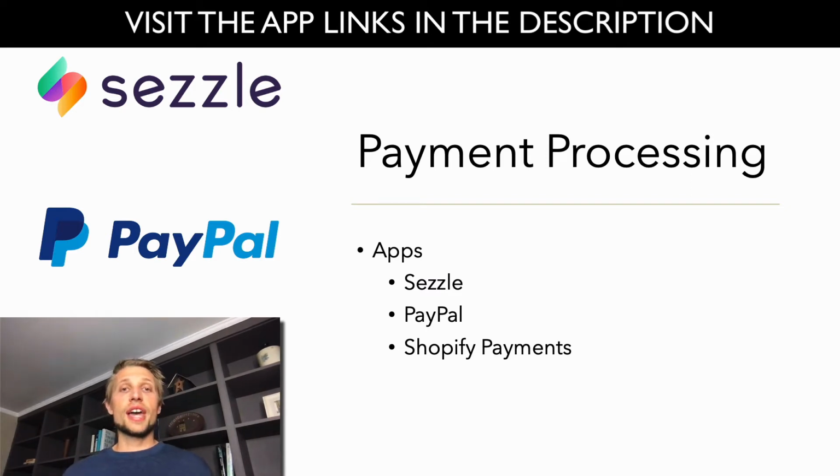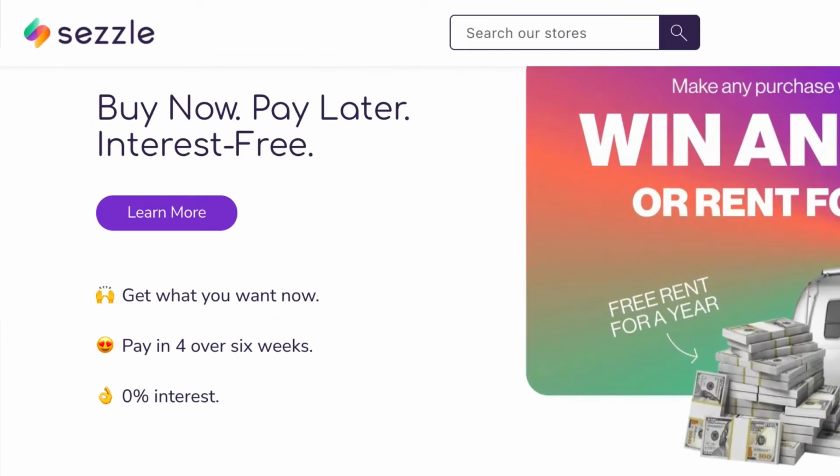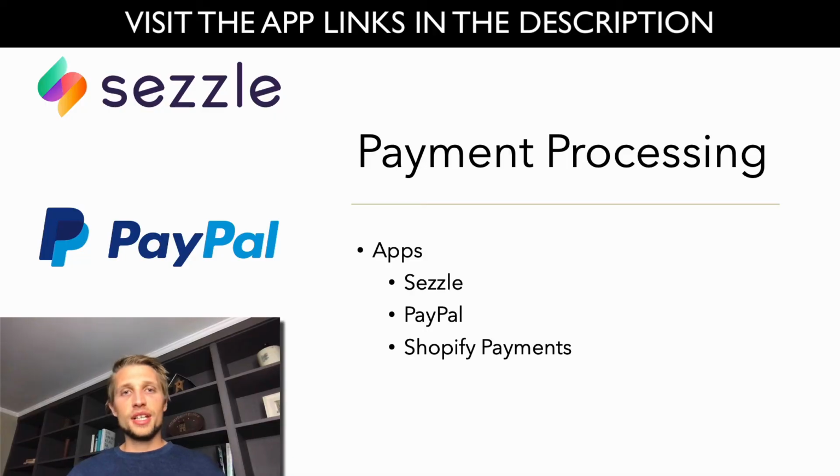So when it comes to that, the first thing is you want to make sure you have Sezzle, which is a buy now, pay later app. There's a couple different ones of these. There's one called Affirm. I think there's QuadPay and a bunch of them kind of popping up, but Sezzle is one of the biggest names in this space.